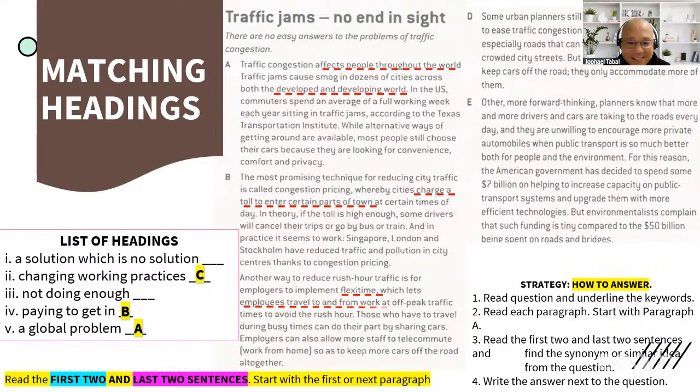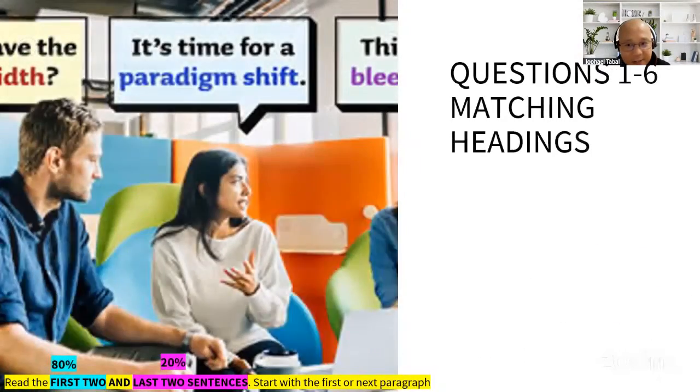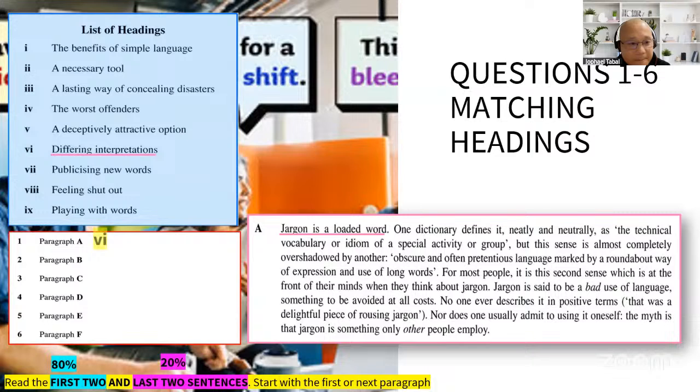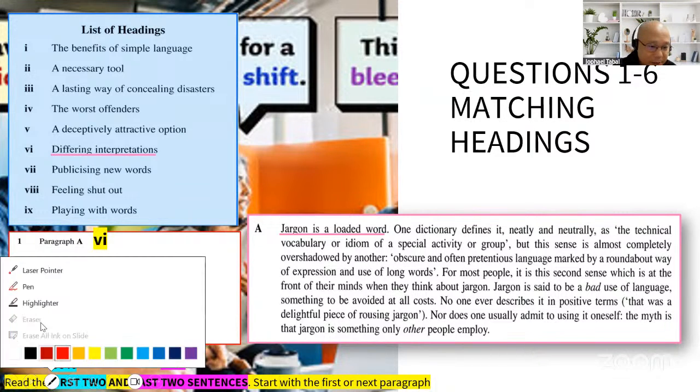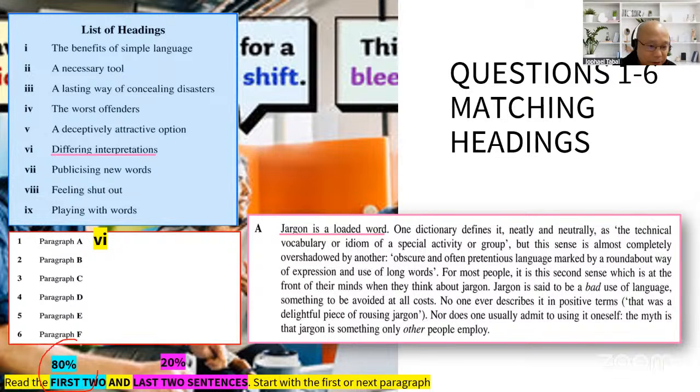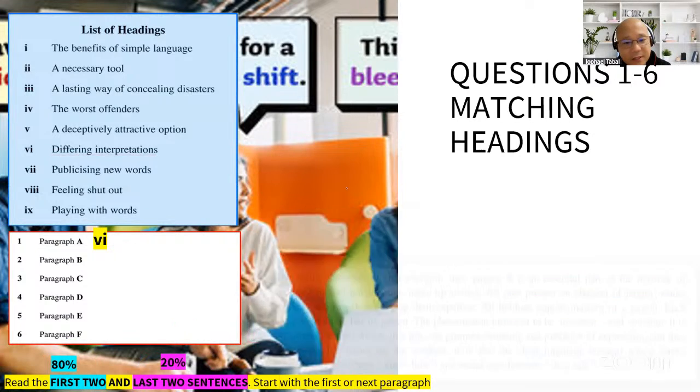Perfect. So we have a very similar strategy here: first and last two sentences. 80% of the answers here are found in the first two sentences, and 20% are found in the last two sentences. For example, here, this is the first sentence, and the answer is found here.